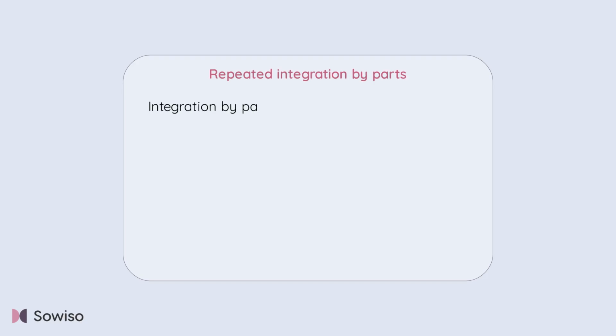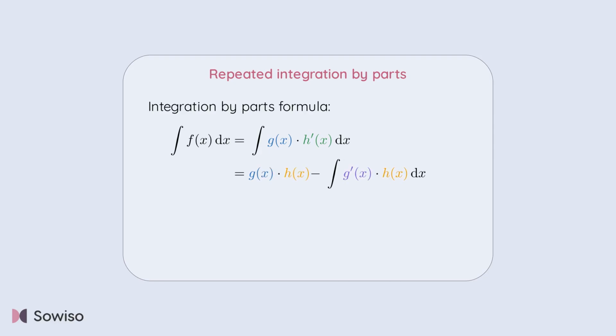We have seen that in the integration by parts formula, we shift from calculating the antiderivative of g times h prime to calculating the antiderivative of g prime times h. In some cases, the new integral can be solved using integration by parts. This is what we call repeated integration by parts. Now, let us look at an example to see how this works.